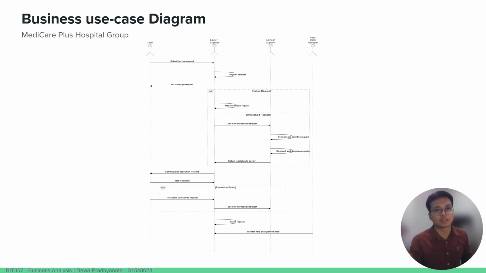This business use case diagram shows the business-level scope of the help desk process. The client writes a request and confirms whether the resolution worked. Level 1 support receives the request. Level 2 support evaluates. This diagram is important because it shows the end-to-end business workflow before focusing on the system automation.